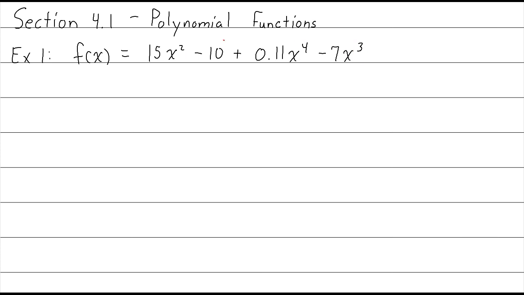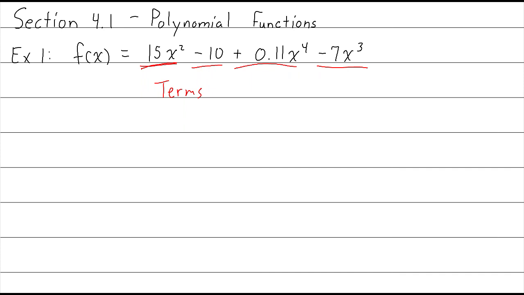Also right here, there's a constant term that does not have an exponent on a variable. There's no variable there. If you're dealing with a constant, you would say that x to the 0 power is attached to it, because there's nothing there. That's a way you could think about that. Anyway, we have 1, 2, 3, 4 terms here. I'm going to use that word a lot. They're usually separated by a plus or a minus, so you can see 15x squared minus 10 plus 0.11x to the fourth minus 7x to the third. Those are 4 terms.